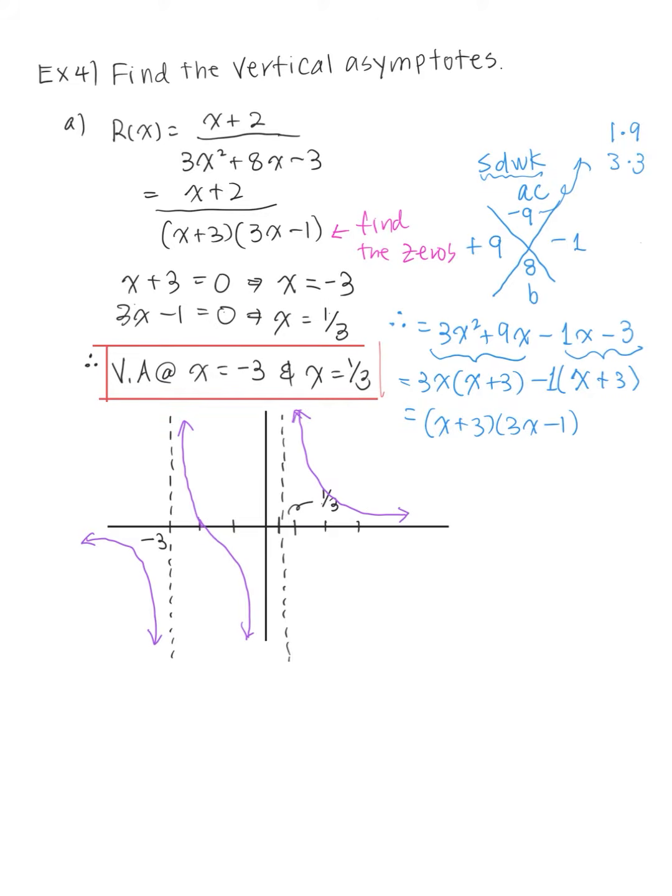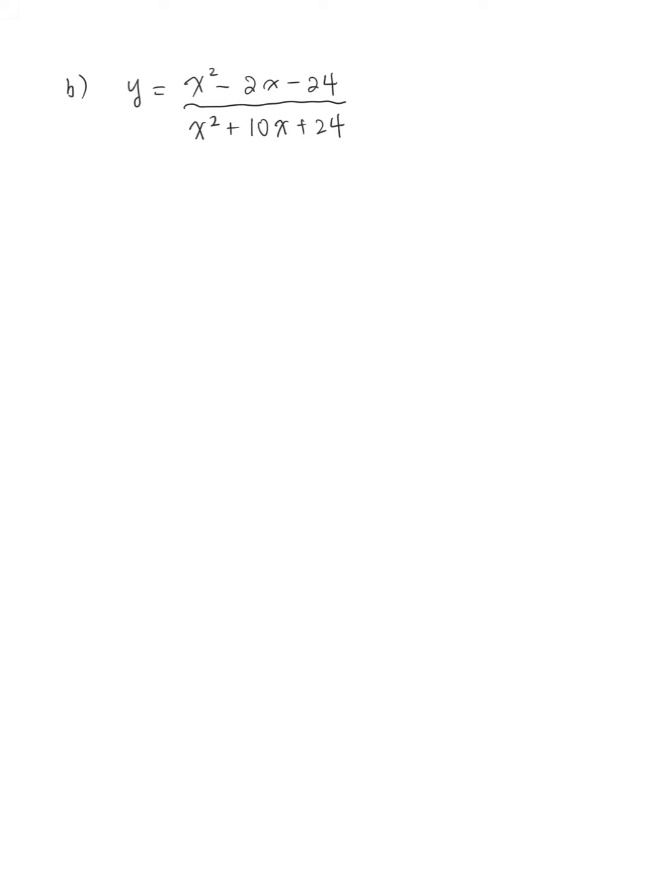So here is the graph of r of x. My apologies, I just drew this by hand. So if you graph this on your graphing calculator, you better see the same exact graph. And again, the graph will never, ever, ever cross the vertical asymptote. Let's look at part B.